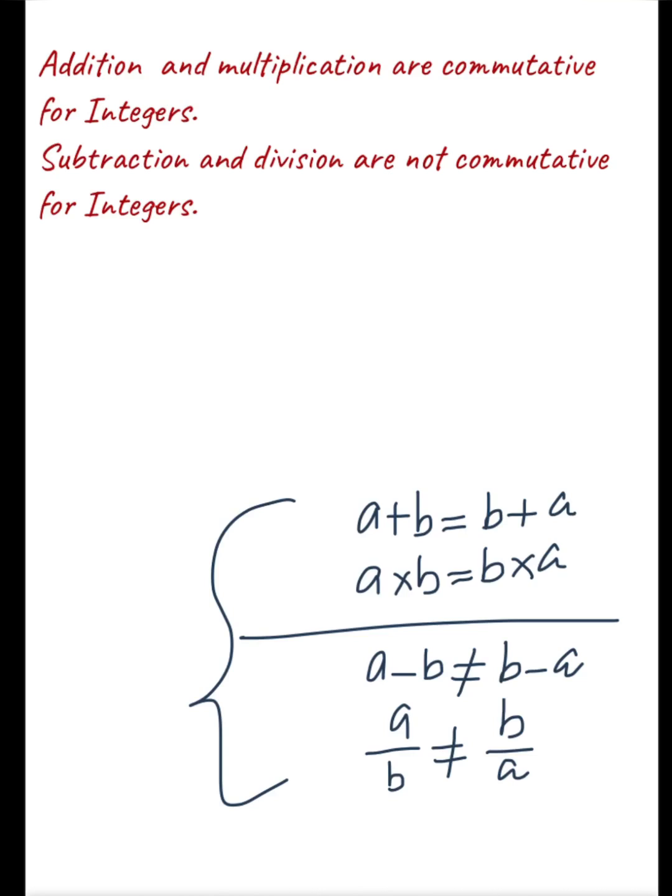So this is all about the commutative property for whole numbers and integers. Okay, I hope you understood this. And we will discuss about the commutative property for rational numbers in the next video.